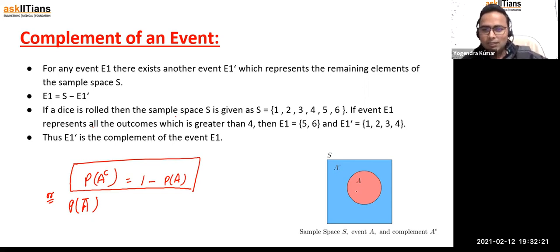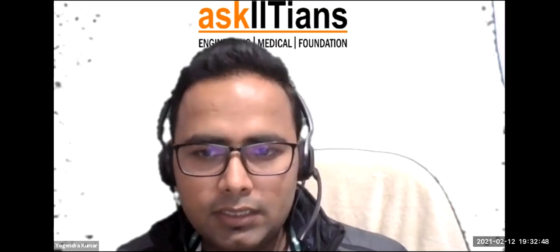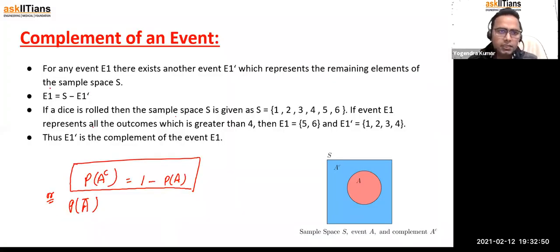And what is this event A? This circle here represents event A. So apart from this A, everything in this rectangular box is the complement of our event. I hope you're understanding this. This is how we say complement in sets. Now let's see how we get this formula, 1 minus P of A. Let's do the proof of this. You will understand this. It is pretty easy, right?